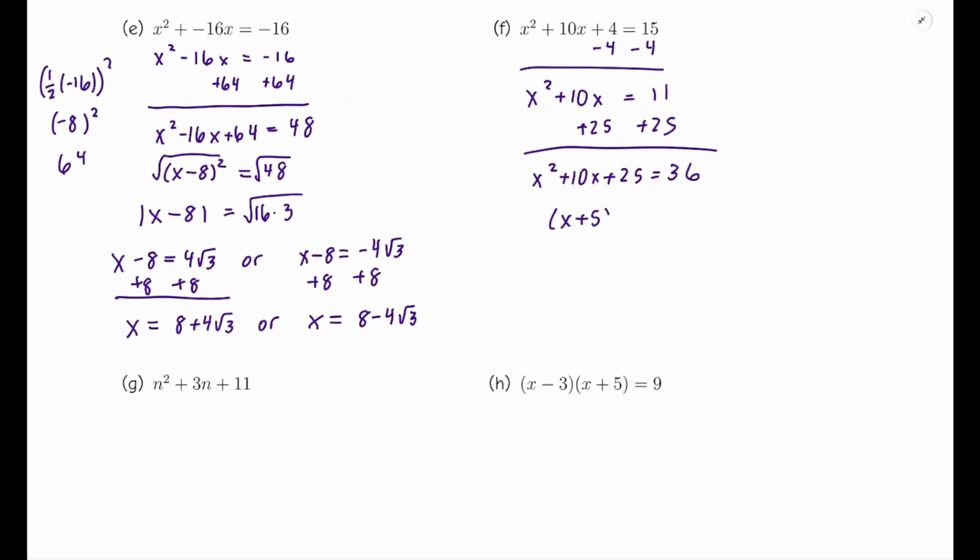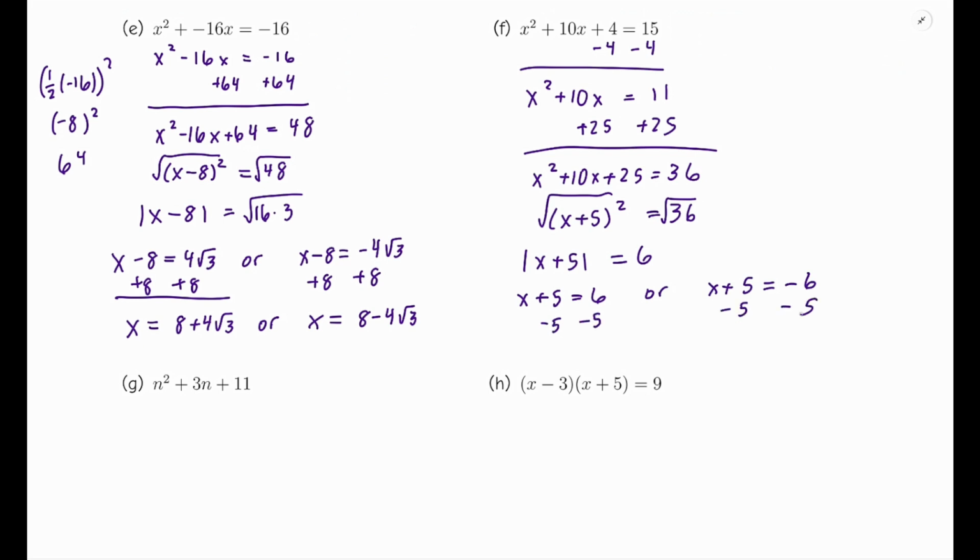which then factors as (x plus 5) squared equals 36. Take the square root of both sides. We get the absolute value of x plus 5 is equal to 6, which means x plus 5 is equal to 6, or x plus 5 is equal to negative 6. Then subtract 5 from both sides of both equations, and it gives us the final solutions of x equals 1, or x equals negative 11.